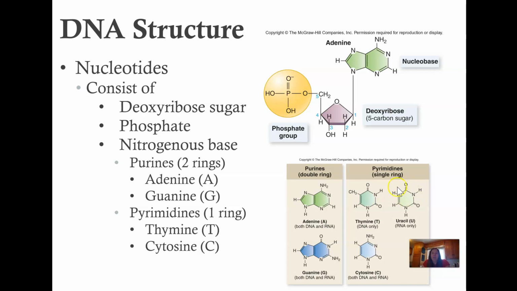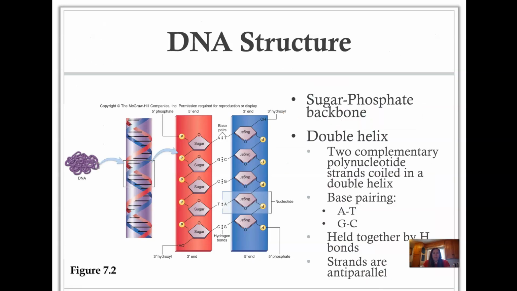Further, we can characterize these based on how they pair up with one another, and I'll talk about that in the next slide. So let's go a little bit further into the structure of DNA. I mentioned in the previous slide a sugar phosphate backbone. So let's look at the red highlighted side of this DNA first.